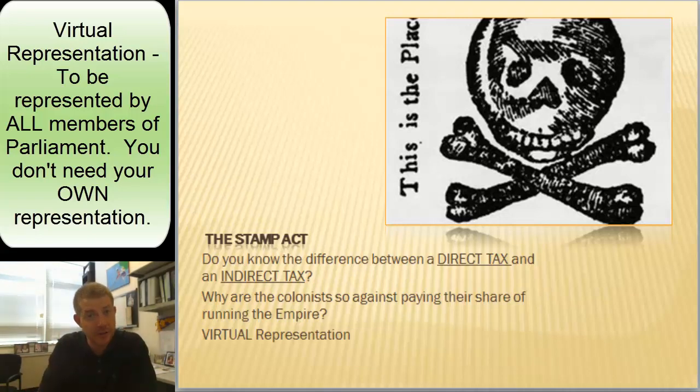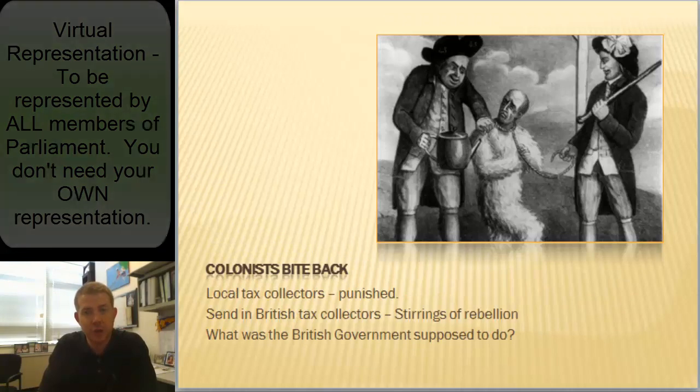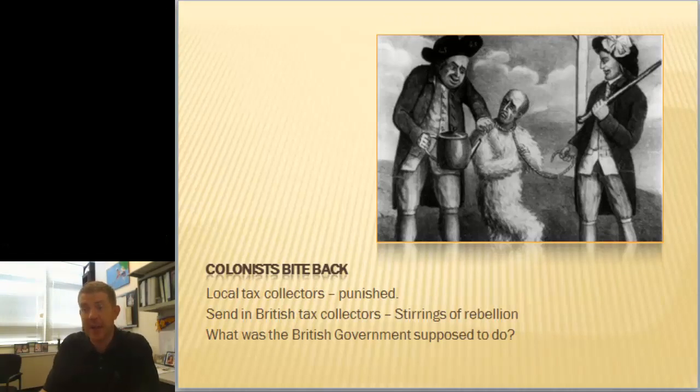It gets so ugly that when England tries to collect their taxes and they pass new taxes, the colonists no longer just write down their grievances. They start to actually react physically. They start to do things. Local tax collectors are punished. They are outcasts. So England starts to send over tax collectors. Well, all that does is intensify the anger that the colonists feel towards England.